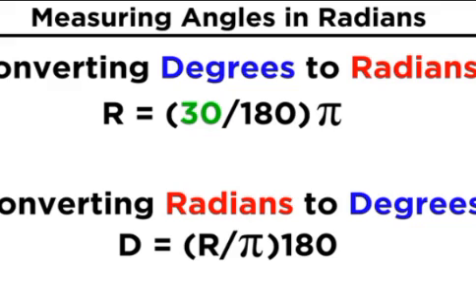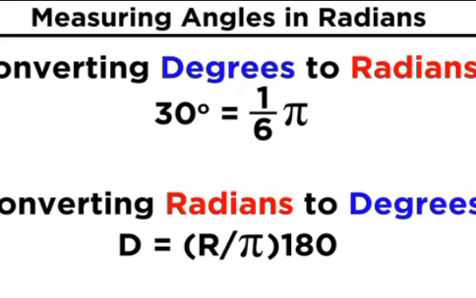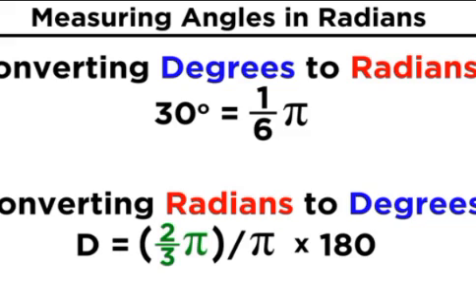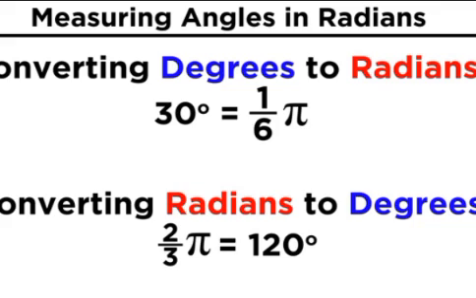Try converting 30 degrees to radians. 30 over 180 simplifies to 1 over 6, and then times pi, so 1/6 pi. How about 2/3 pi? Take away the pi and multiply by 180, and that will be 120 degrees.